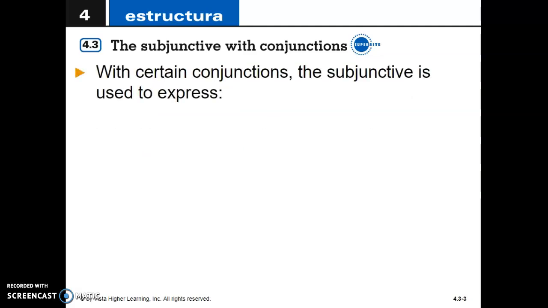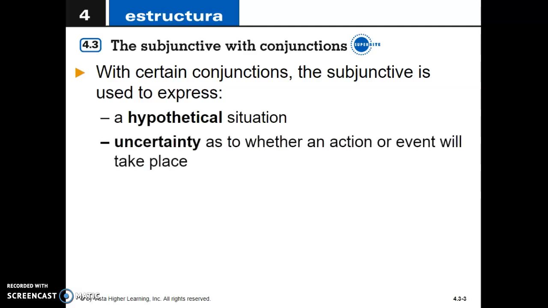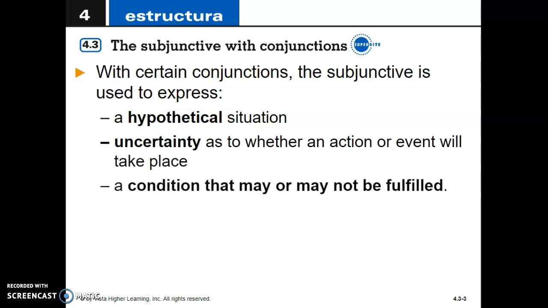With certain conjunctions, the subjunctive is used to express a hypothetical situation. It also expresses uncertainty as to whether an action or event will take place, a condition that may or may not be fulfilled. This slide is talking about the essence of the subjunctive, which really is doubt, uncertainty, nothing concrete. Nothing has for sure happened. That's what the subjunctive is. So all of these might make sense: hypothetical, kind of doubtful, maybe if I was in this situation; uncertainty, a blatant lack of certainty; and may or may not be fulfilled, could happen, could not.